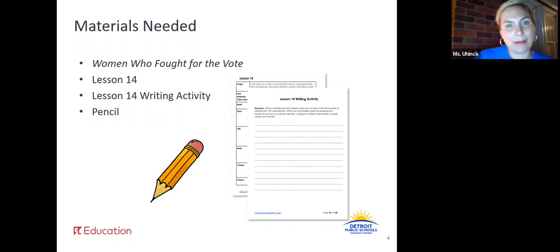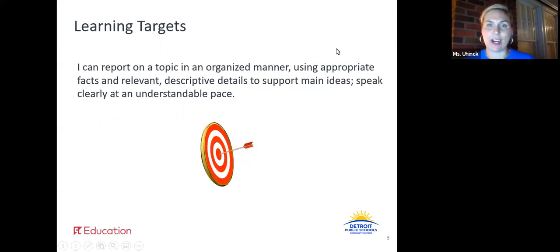All right, great. Now that we have our materials, let's go ahead and look at our learning target. Our learning target today says, I can report on a topic in an organized manner using appropriate facts and relevant descriptive details to support main ideas. I can speak clearly at an understandable pace. So you're going to notice that we have two parts to our learning target today. First, we're going to write in an organized manner, clearly stating our main idea and giving some descriptive and relevant details. Relevant means important to the main idea that you're trying to convey to your audience today.